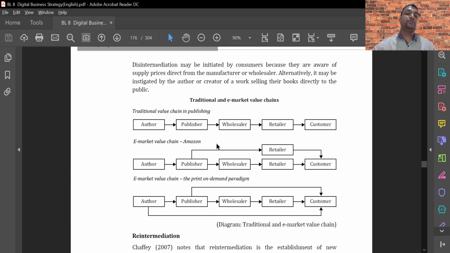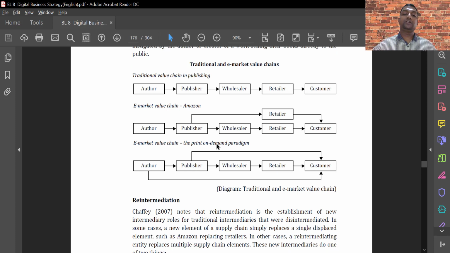So the value chain is given here. You can see in terms of having an author trying to publish the book and sell it to a customer. This is the traditional method. The author writes the book, gives it to a publisher, the publisher prints it and gives it to wholesalers, and wholesalers will give it to many retailers, and the customer has to walk into one of the retailers to buy the book, and the customer cannot buy it from anywhere else.